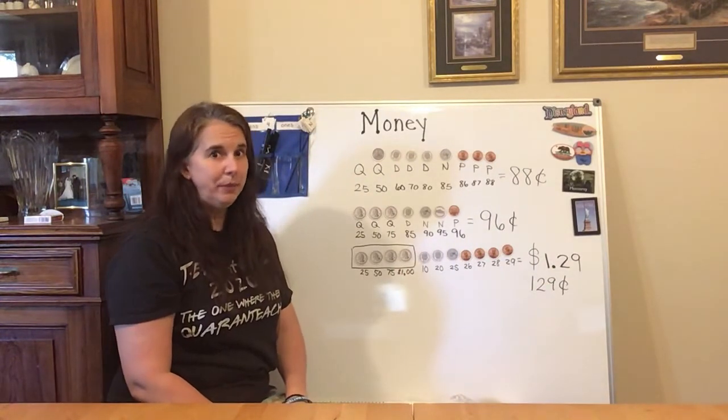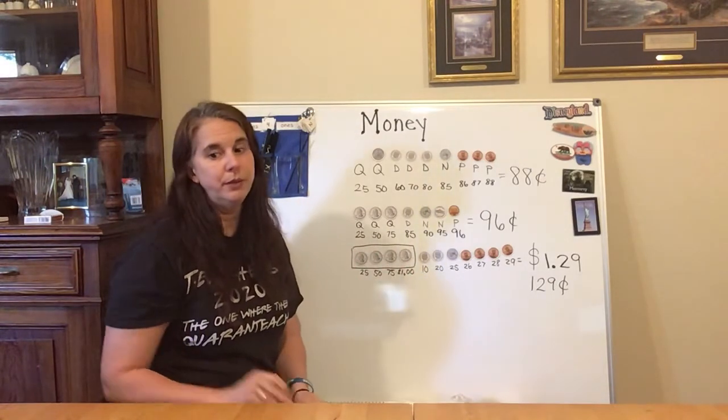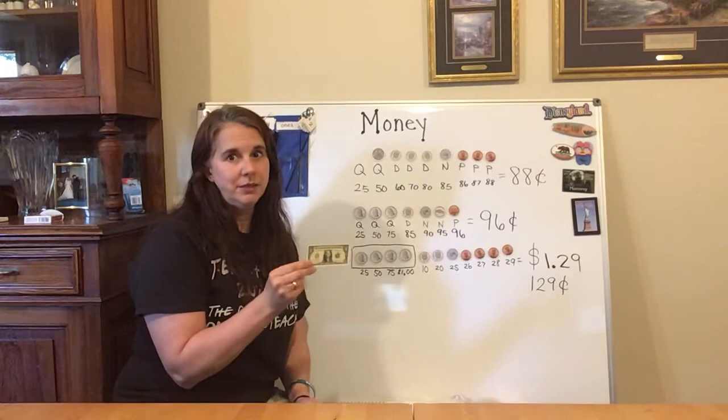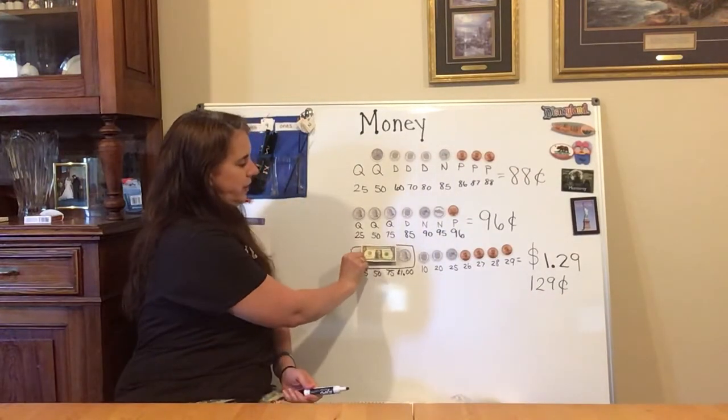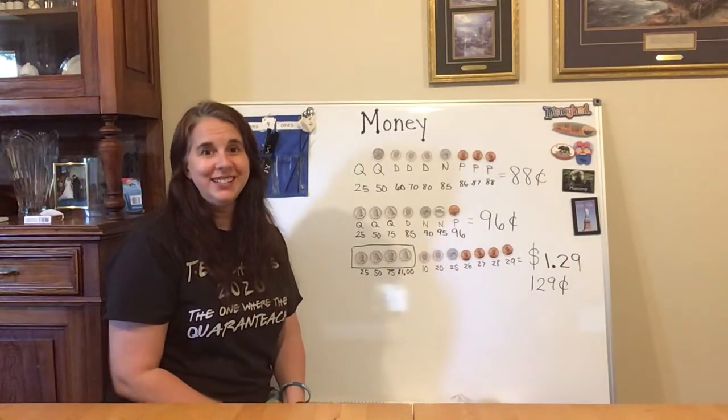All right, good job. Remember, anytime you have 4 quarters, put your rectangle around it so it helps you to remember that 4 quarters equals $1. And it's like the shape of a rectangle. $1. All right, great job, first grade.